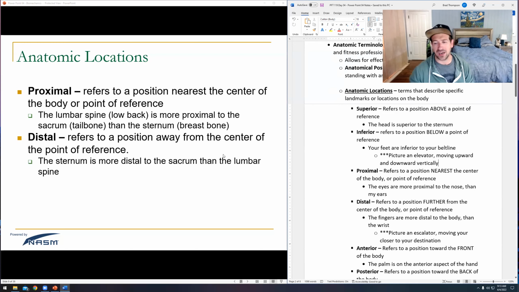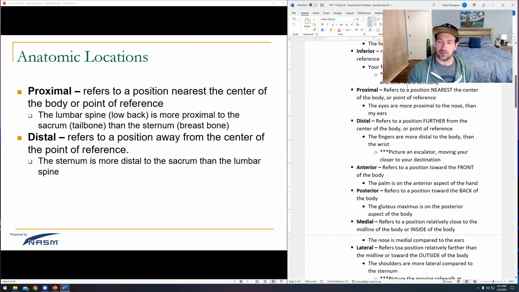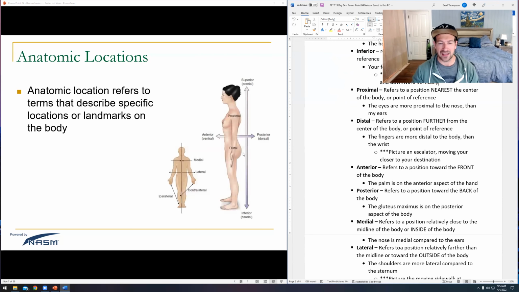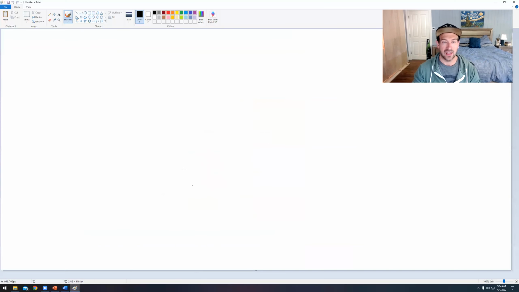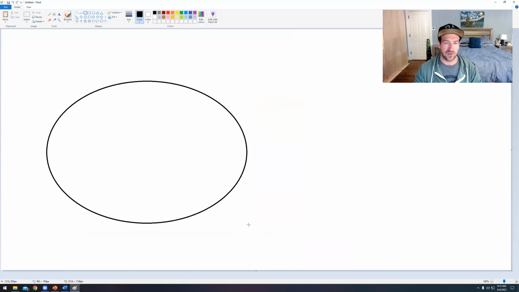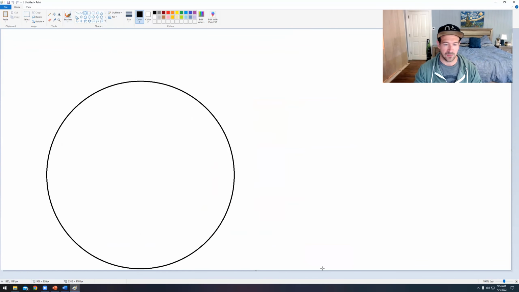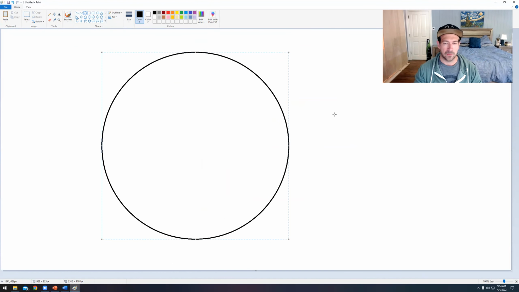Next one we've got proximal and distal. Proximal is going to be a position nearest the center of the body. Now that one's kind of interesting because center means it goes in all directions. It just goes towards the center, right? You have to actually picture a circle. So if I draw a big circle here, proximal is towards the center of this.